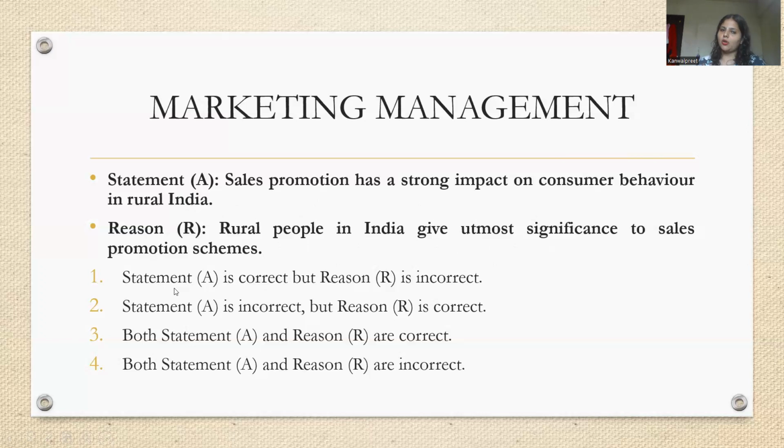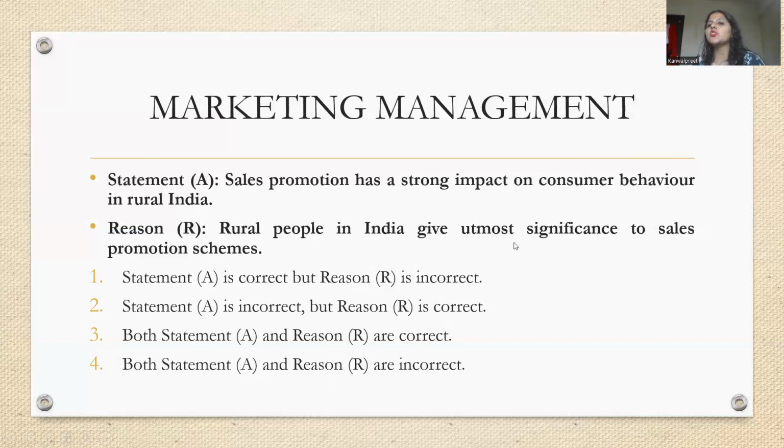Okay. The options: A is correct, but reason is incorrect. A is incorrect, but reason is correct. A statement and R are correct. Both are incorrect. See, sales promotion has a strong impact. Agree. Whether it is rural or not, we all want a free gift. Okay, we all want an offer. Ek ke saath ek free. So this statement is 100% correct. But what is the reasoning?